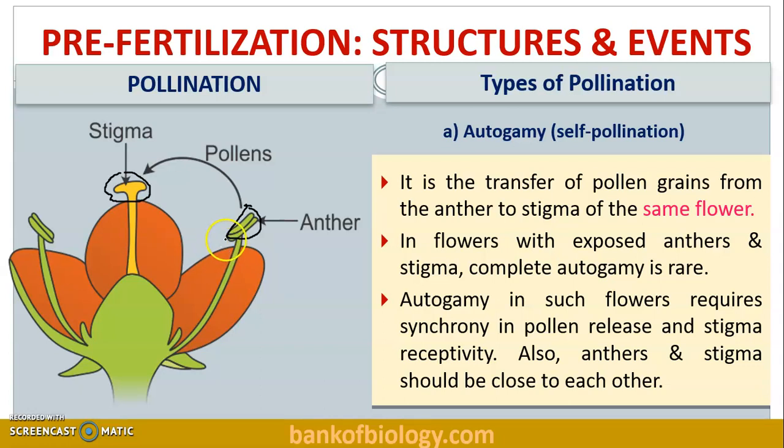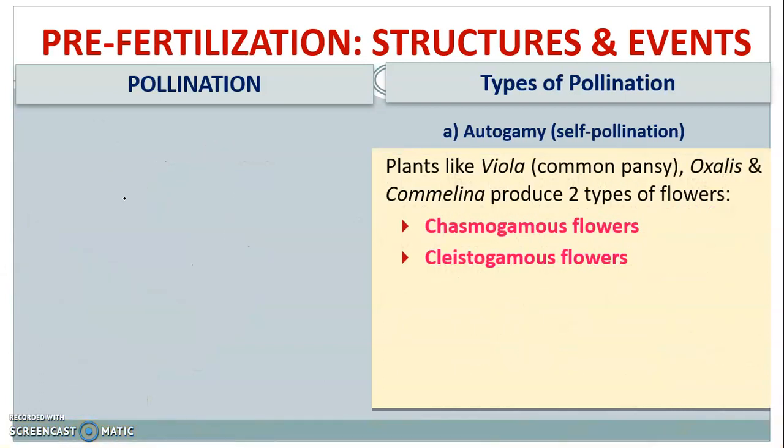So in this self-pollination, the pollen grain is transferred from the anther to the stigma. In autogamy, these flowers must have synchronization with each other, meaning synchronization between the stigma and the anther, the male and the female part of the flower. Because if they do not have receptivity, then the stigma will not easily catch the pollen grain. So move to the next slide.